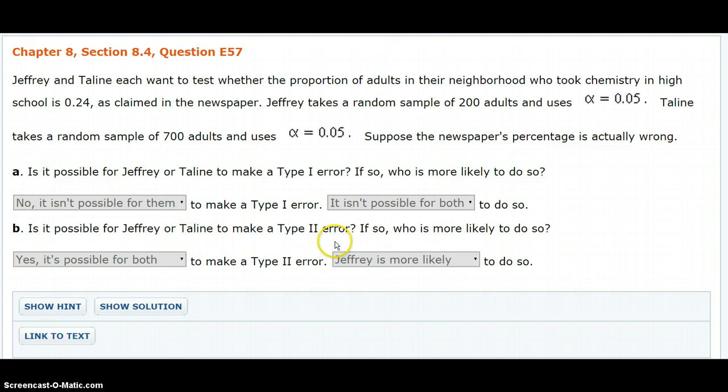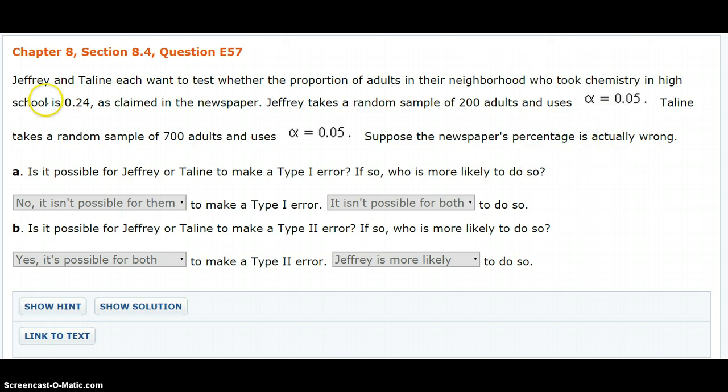However, is it possible to make a type 2 error? Now, what's a type 2 error? A type 2 error is when the null hypothesis is wrong, but you fail to pick up on it. In other words, typically you don't have enough units or people in your sample to catch the error, or potentially the sample you took just happened to be a sample that didn't fall outside of the acceptable region. So it is possible for either one of them to make a type 2 error because we know that the percentage is wrong.